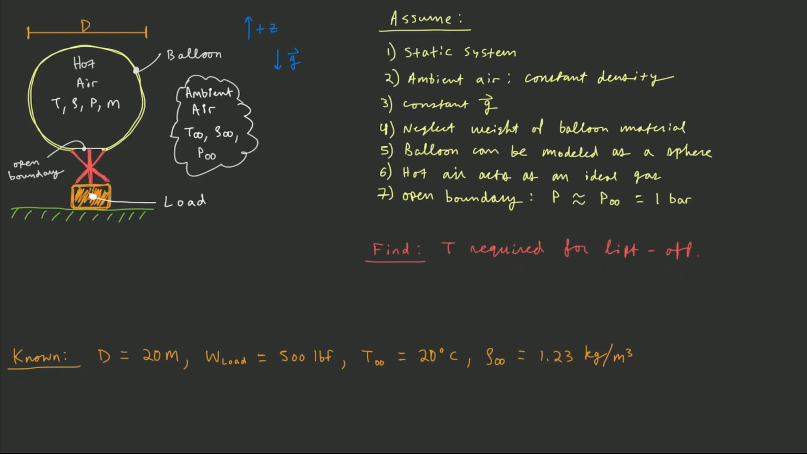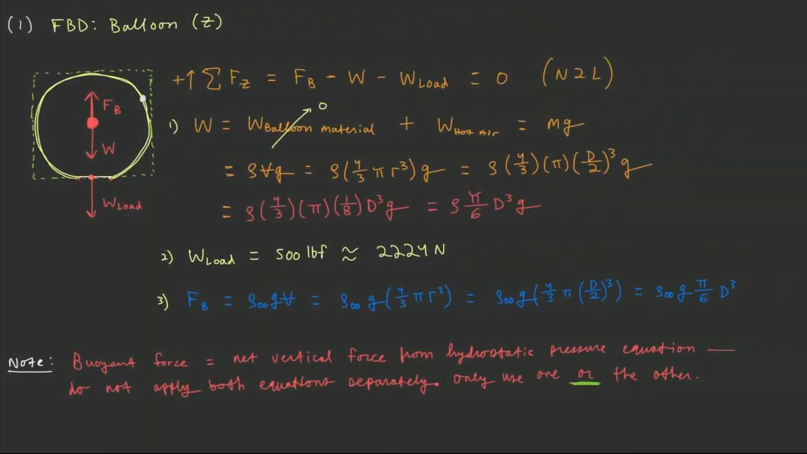So the knowns here: the diameter of our hot air balloon is 20 meters. The weight of the load, so the weight of this load right here, is about 500 pounds. T infinity is 20 degrees Celsius, and ρ infinity is 1.23 kilograms per cubic meter. So the first thing we're going to do in this problem is draw a free body diagram in Z of the hot air balloon. And we really only have 3 forces of note.